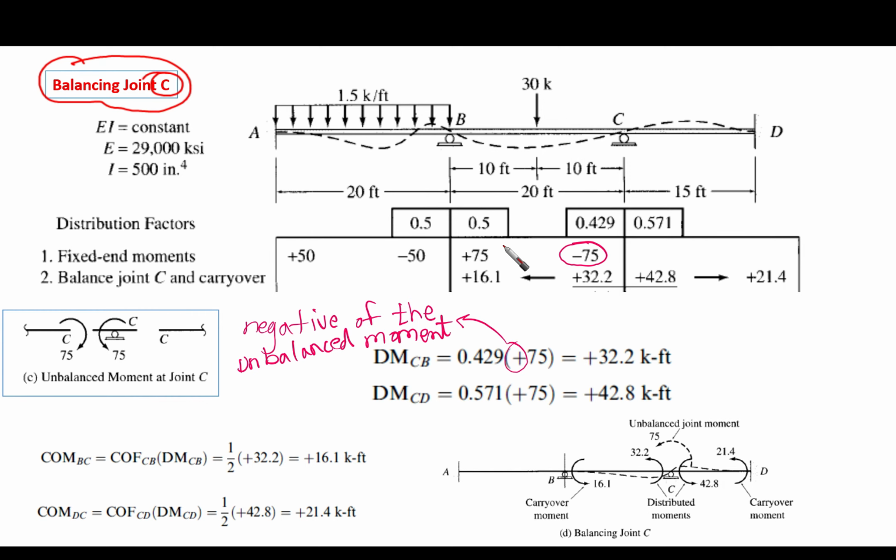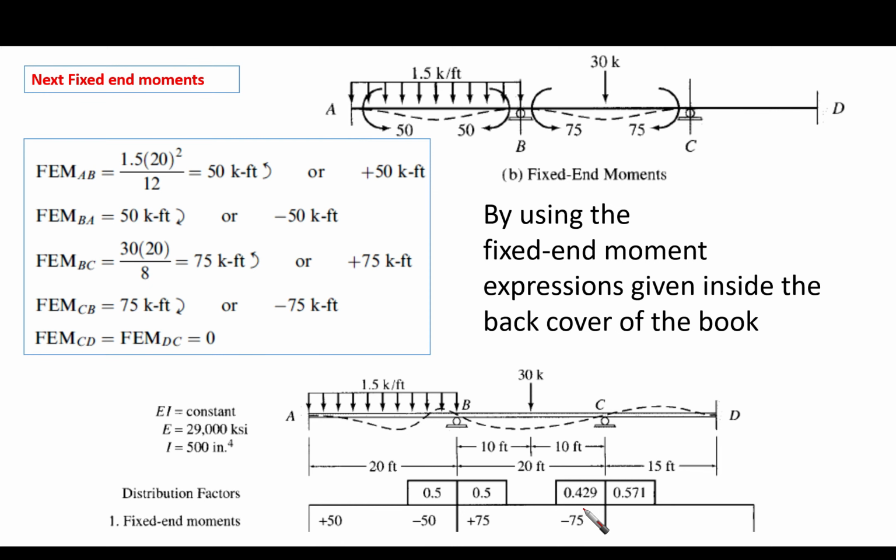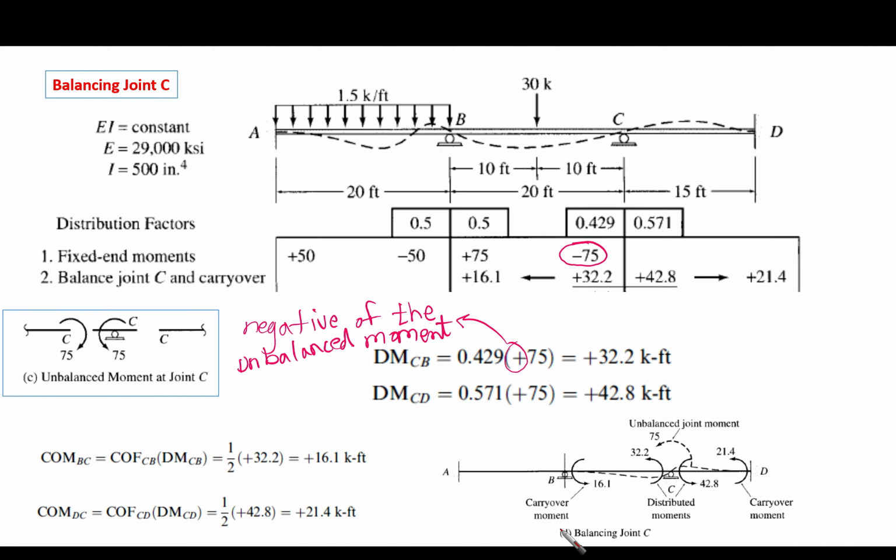In the previous step, we said that we have minus 75 here. It is what? Fixed end moments. These fixed end moments need to be balanced. It is an unbalanced moment. What is the meaning of this? Look at this illustration. We have an unbalanced moment at joint C, which is 75 due to the fixed end moments, and it is negative.